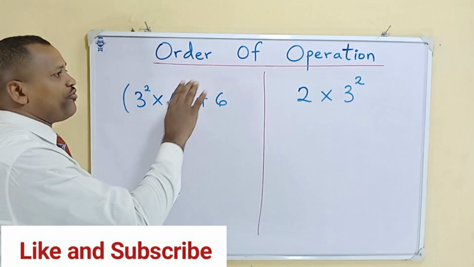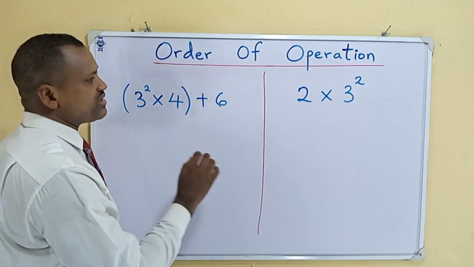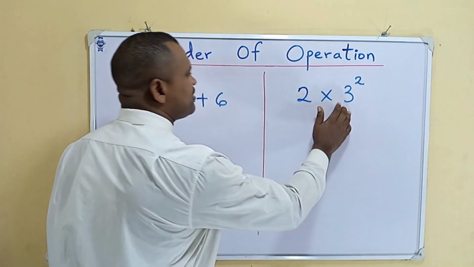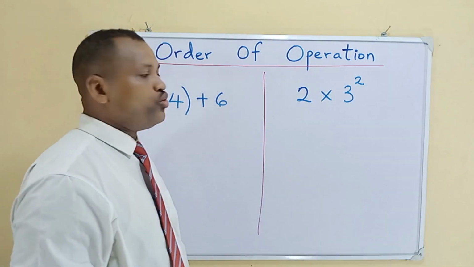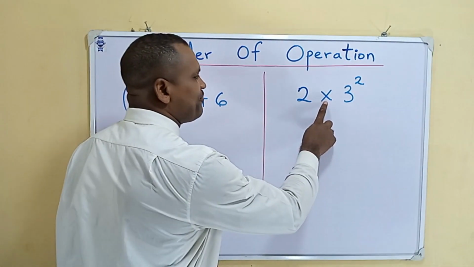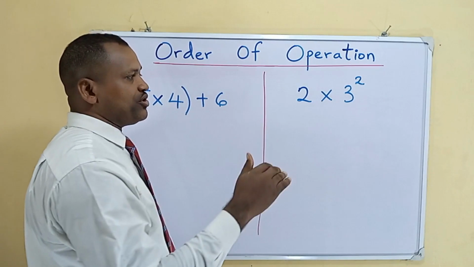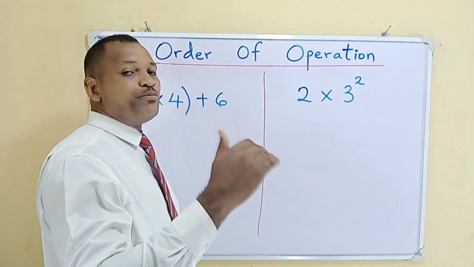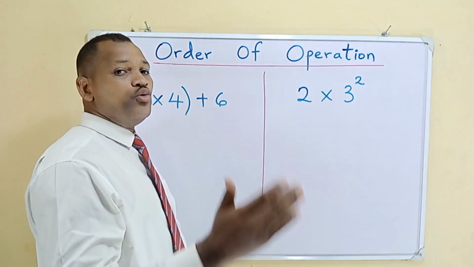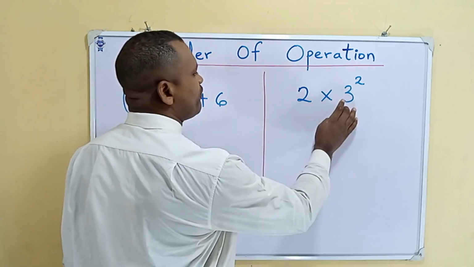So in order of operation, we start here. We have 2 times 3 raised to power 2. So don't multiply first, because in order of operation, you have to handle exponents first before you multiply. So let's solve this first.